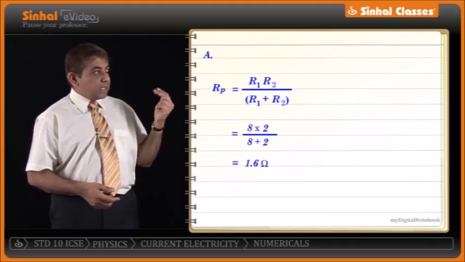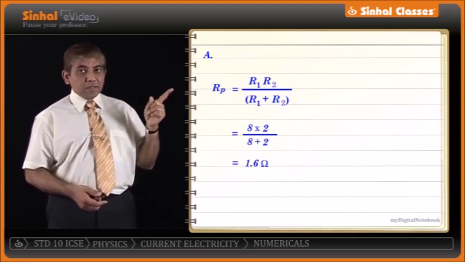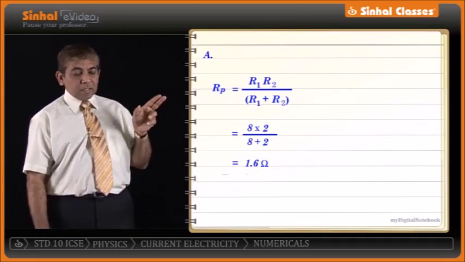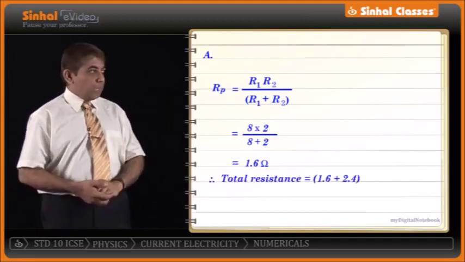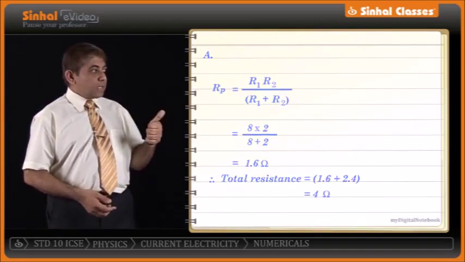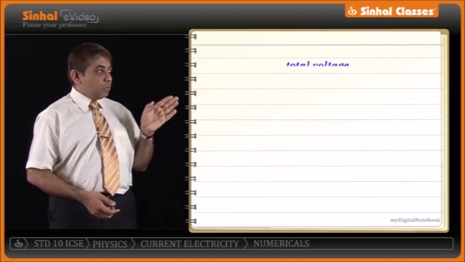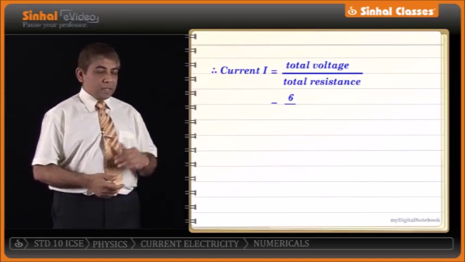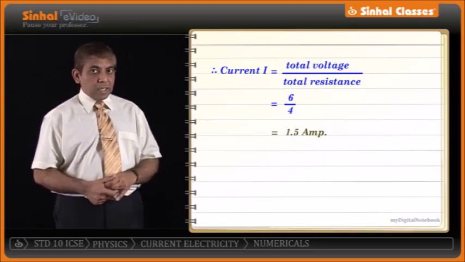This particular resistance is in series. In series with which resistance? The 2.4 ohm resistor across which the voltmeter is connected. So I get the total resistance here as 1.6 plus 2.4, that is 4 ohms. Having the total resistance, I have the Ohm's law relation: current is equal to total voltage upon total resistance. So if I substitute, I get 6 divided by 4, that is nothing but 1.5 ampere.